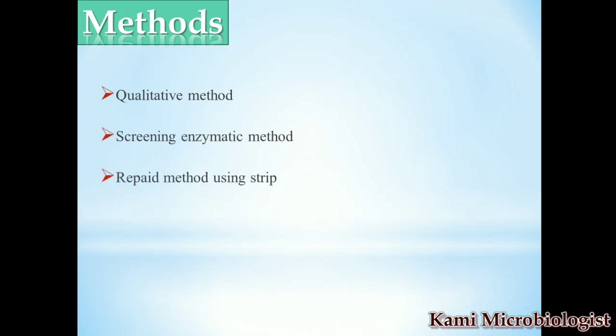Then we have the methods. We have mostly three types of methods to find out the glucose 6-phosphate dehydrogenase enzyme in the blood. The first method is the qualitative method, the second is the screening enzymatic method, and the third is the rapid method, in which we mostly use a cassette or a strip. Inshallah, in the next video lecture we will talk about the qualitative method. So this is actually the introductory portion of glucose 6-phosphate dehydrogenase.